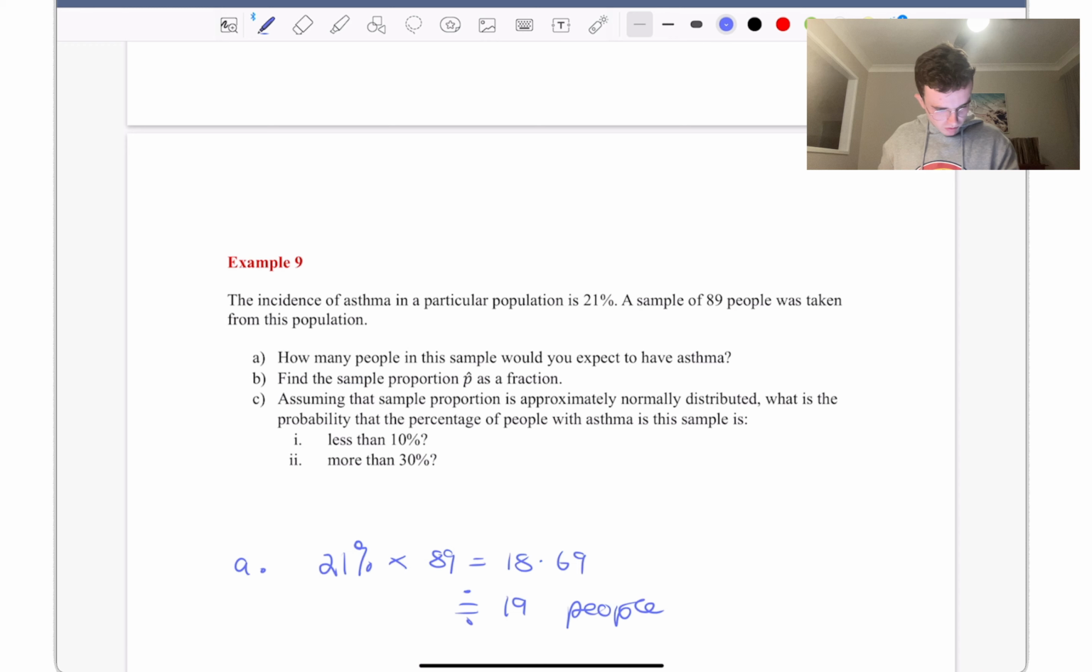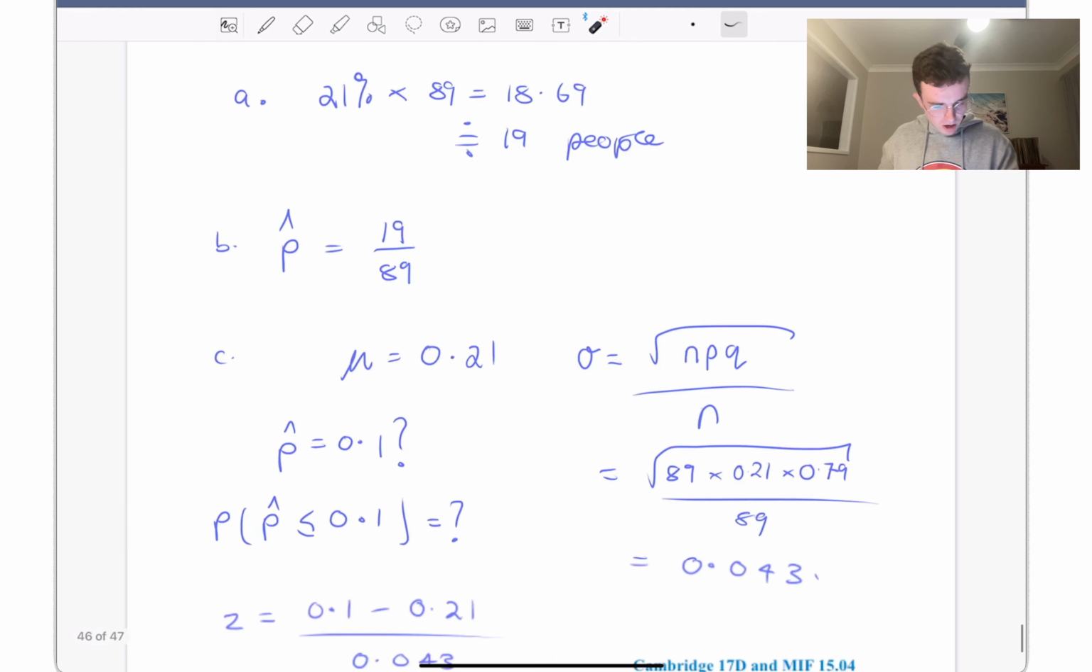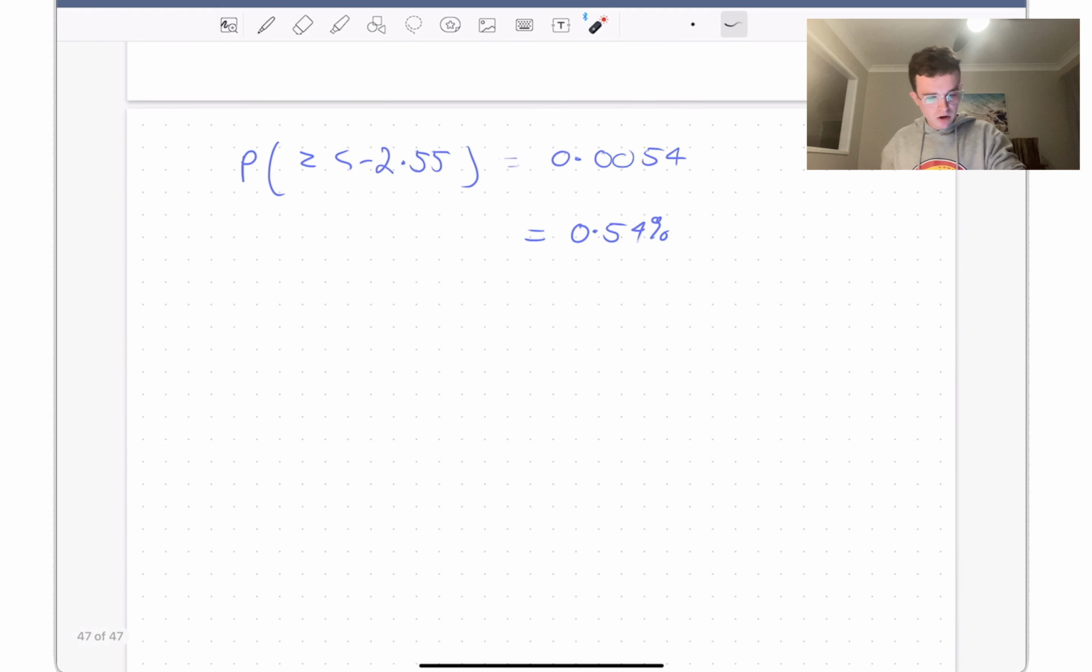What did we want to know? What percentage of people? What is the probability? Oh, okay, we just wanted probability. I guess so. Those two answers would be correct there.